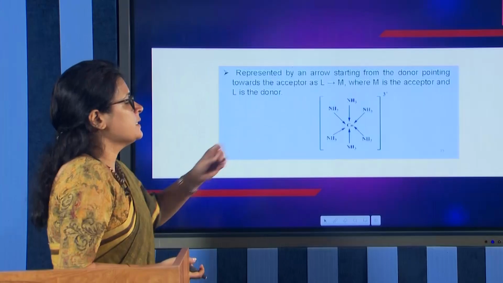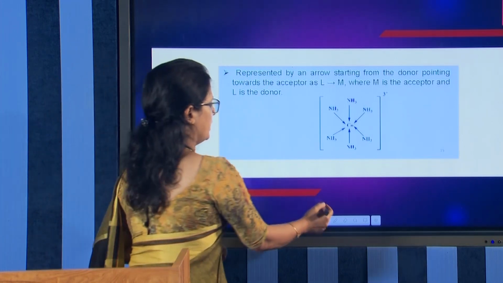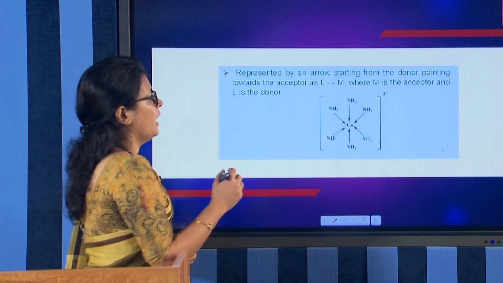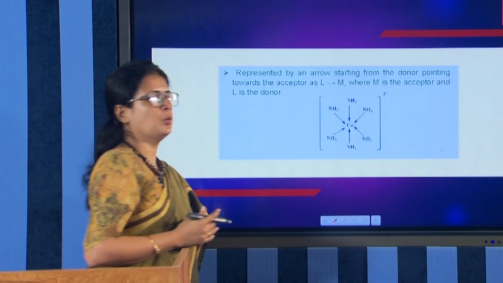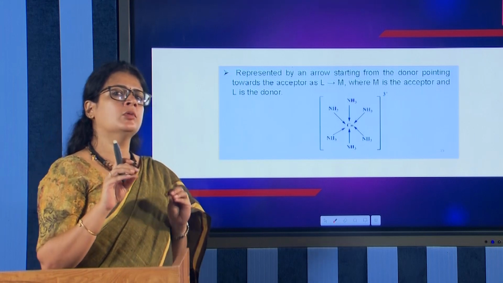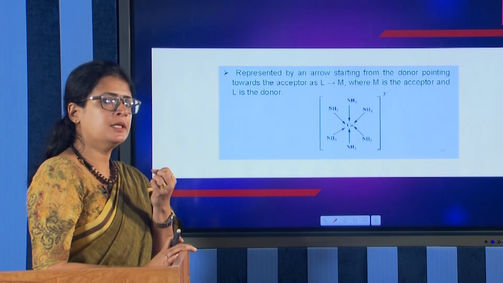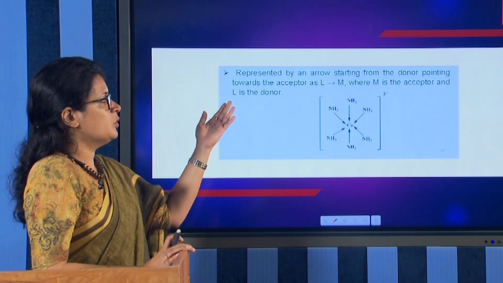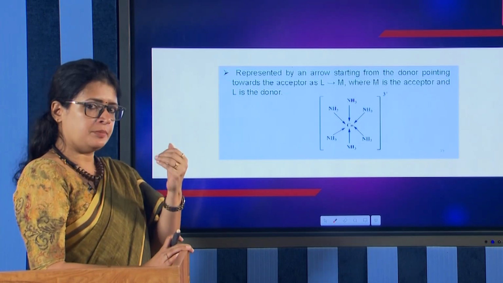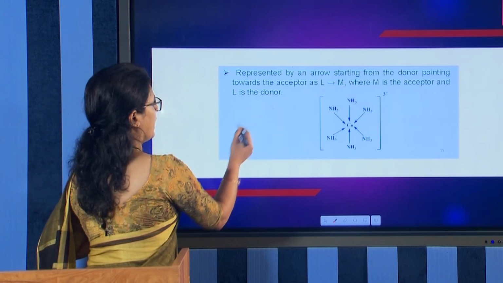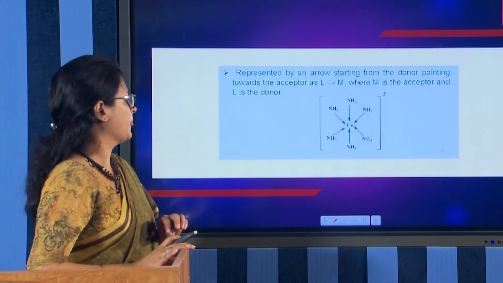See the example, there is a complex. You can see cobalt is the central metal atom and 6 ammonia ligands are outside the central metal atom, and you can see an arrow from each ligand. From each ammonia ligand there is an arrow which shows that the ammonia molecules are donating electrons to the central metal atom, and this metal is accepting these electrons, represented by the arrow starting from the donor pointing towards the acceptor. Metal is an acceptor, ligand is a donor. So, it is L to M, ligand to metal, electrons are being donated.